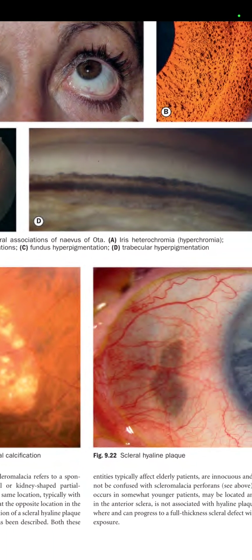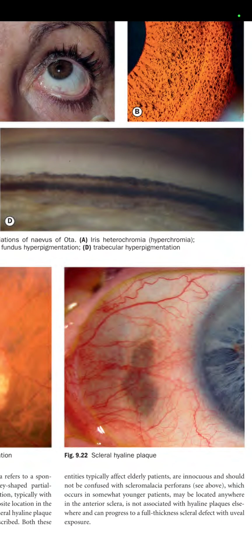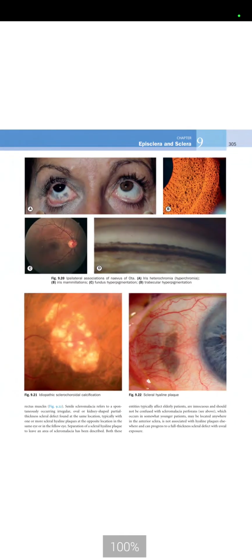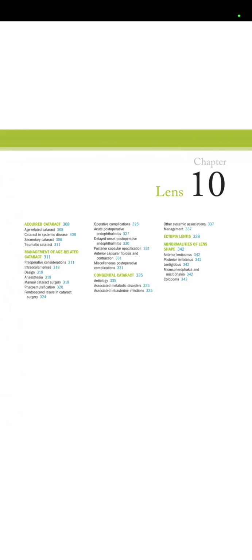Both these entities typically affect elderly patients and are innocuous, and should not be confused with scleromalacia perforans, which occurs in somewhat younger patients, may be located anywhere in the anterior sclera, is not associated with hyaline plaques elsewhere, and can progress to a full thickness scleral defect with uveal exposure. So senile scleromalacia is basically age-related, in which there is a thinning of the sclera with the senile plaque.